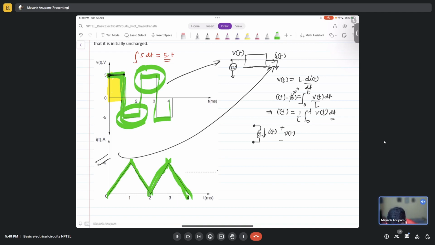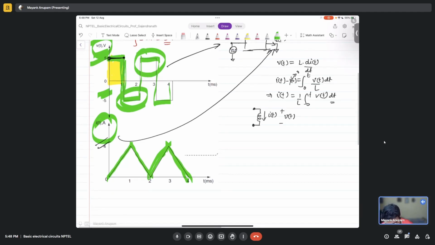So basically, if you want to generate a current waveform of this kind from a voltage waveform of this kind, you have to be able to integrate this voltage, right? The current that you want to get at the output should be proportional to not just the voltage but the integral of the voltage, right? That is how you will be getting it.